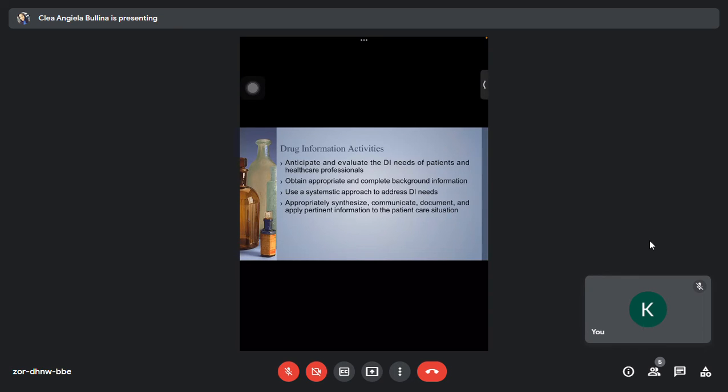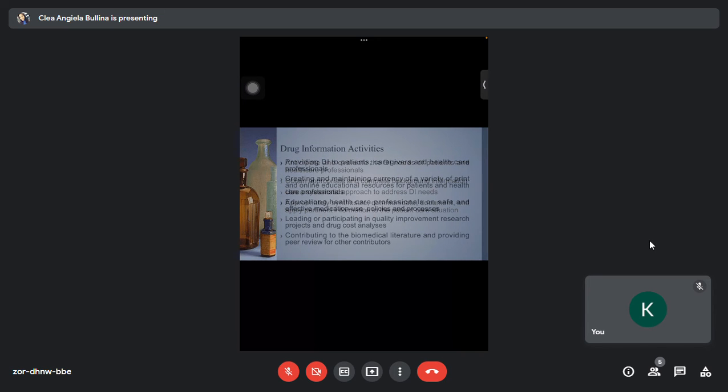Okay? May mga variety of drug information activities tayo, class, that must be performed by pharmacists depending on the particular practice setting and need. Every pharmacist should have the skills to perform the following drug information activities. Ano yung mga skills na yon? Number 1, providing drug information to patients, caregivers, and healthcare professionals. Also, creating and maintaining currency of a variety of print and online educational resources for patients.